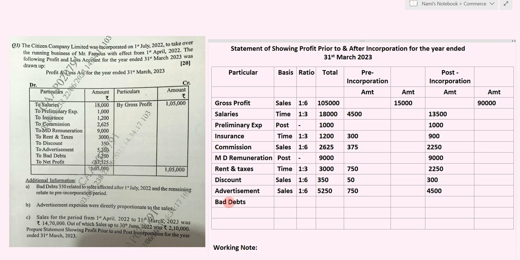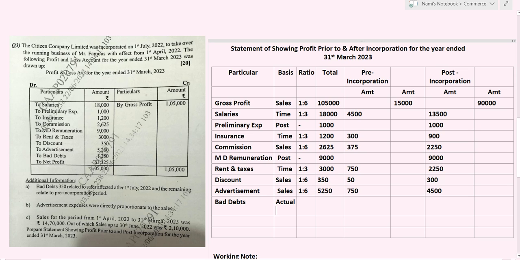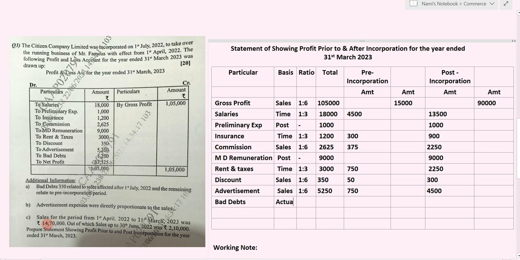For bad debts, there is an adjustment, so we will write the actual. They have said bad debts of rupees 350 relate to the sales effected after 1st July 2022, and the remaining relate to the pre-incorporation. That means out of 1,250, 350 belongs to post-incorporation, and the remaining, that is 900, belongs to pre-incorporation.